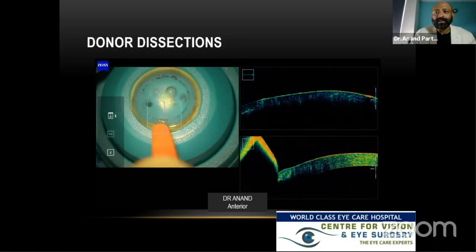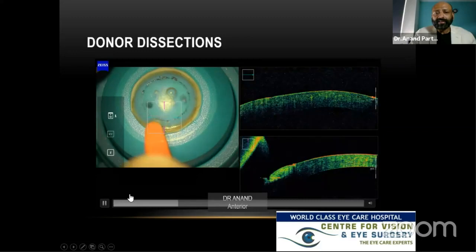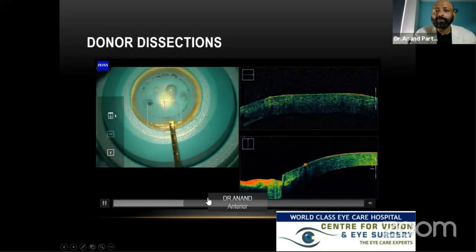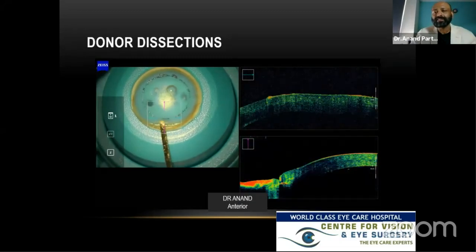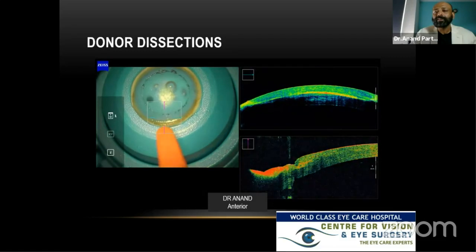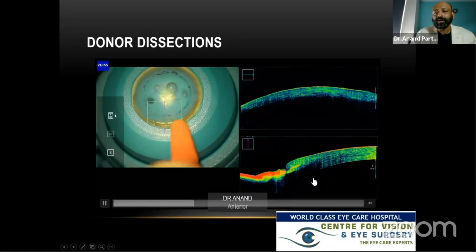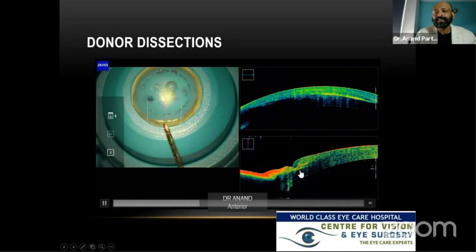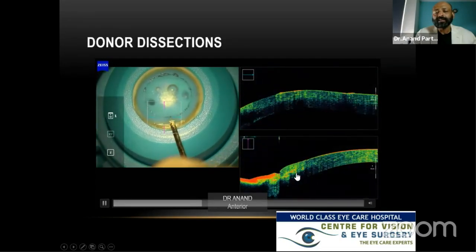So I decided to go back again, re-deepen it with the same knife, and then attempted to go. I thought now I'm probably about 80%. So that is the perception as a surgeon. But when I restarted the dissection, saw it on the microscope, I realized I was about 60%. You can make out on the intraoperative OCT, there are two cuts. The first is about 50%, the second is about maybe 60, 65%.